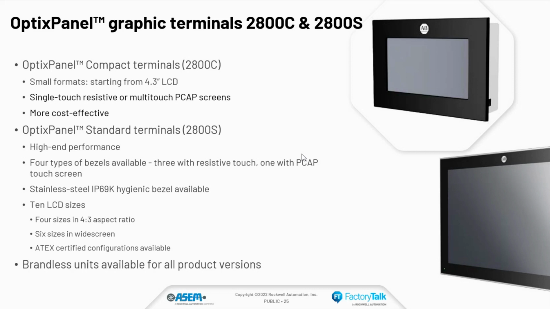And then you have your standard terminals. These are the higher end panels. They come in various bezel types. Also comes in stainless steel IP69K for your life sciences or food and beverage type applications. It comes in 10 different sizes and various aspect ratios. And there's also brandless versions available for both the compact and standard terminals.